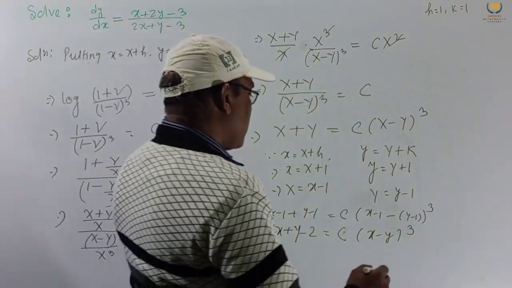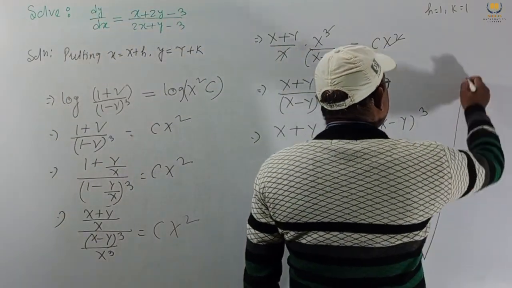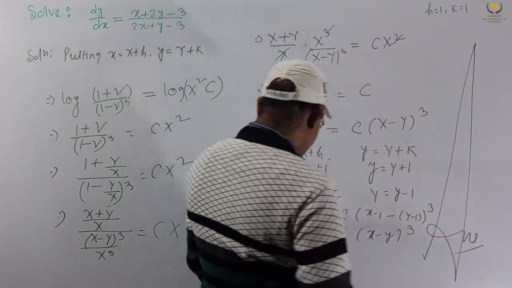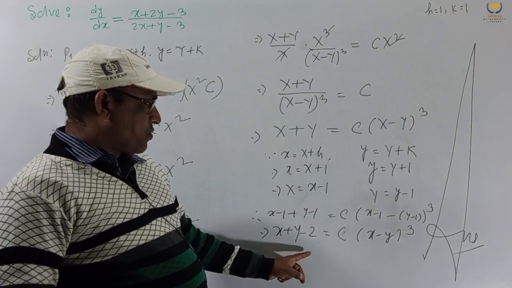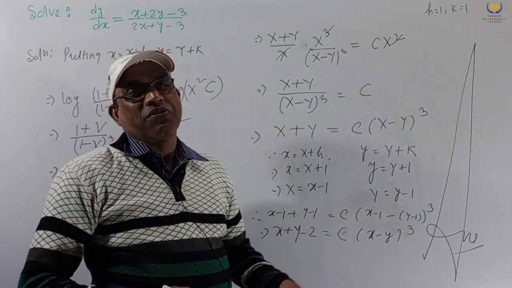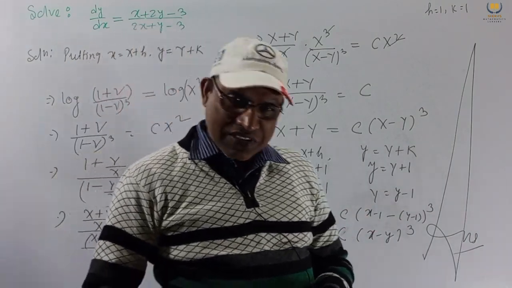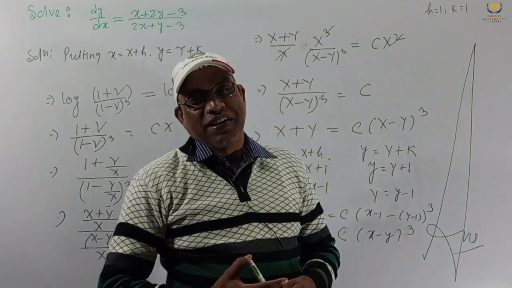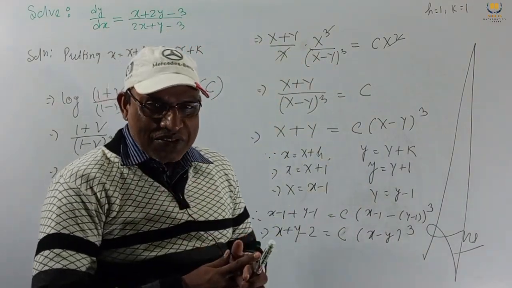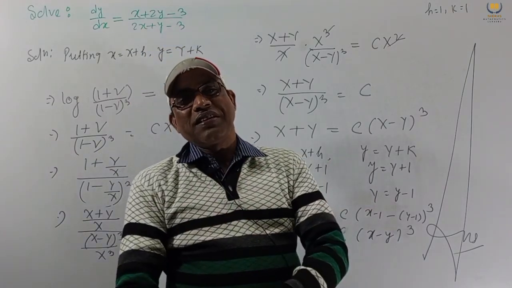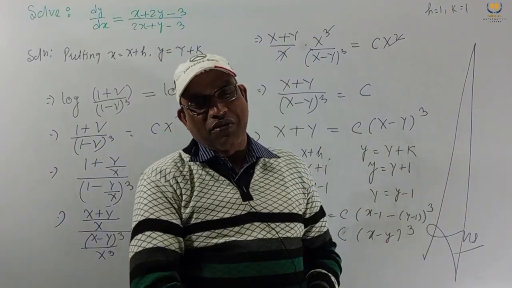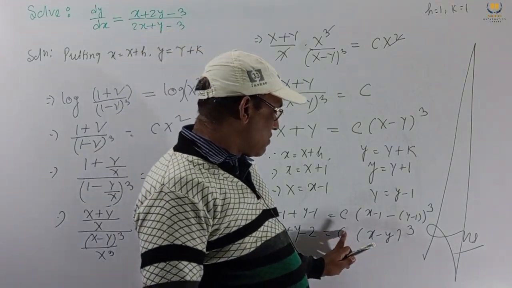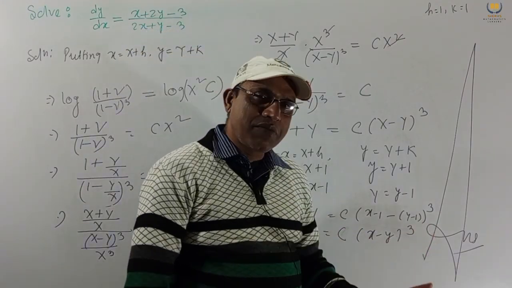And this is our final answer. This is the required solution: x plus y minus 2 equals c into x minus y whole cube. The solution is lengthy but not difficult, and these are important. If it is not homogeneous, we convert it to homogeneous and solve as usual by the homogeneous method. And this is the final answer, x plus y minus 2 equals c into x minus y whole cube.